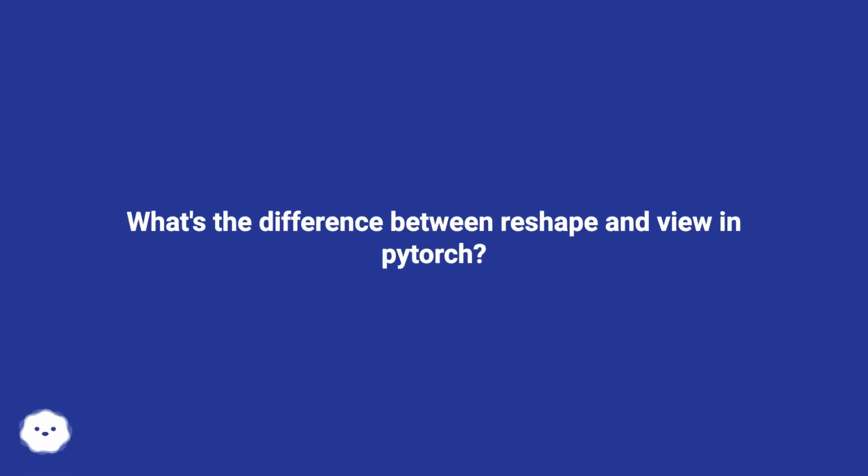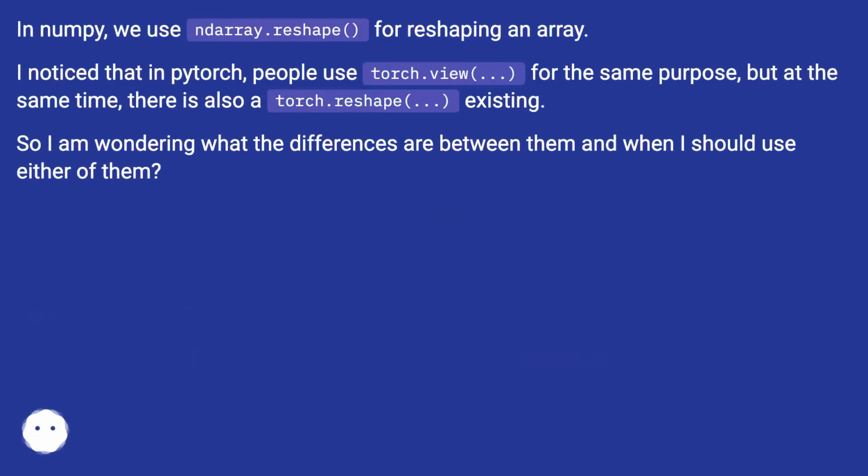What's the difference between reshape and view in PyTorch? In NumPy, we use ndarray.reshape for reshaping an array. I noticed that in PyTorch, people use torch.view for the same purpose, but at the same time, there is also a torch.reshape existing. So I am wondering what the differences are between them and when I should use either of them.